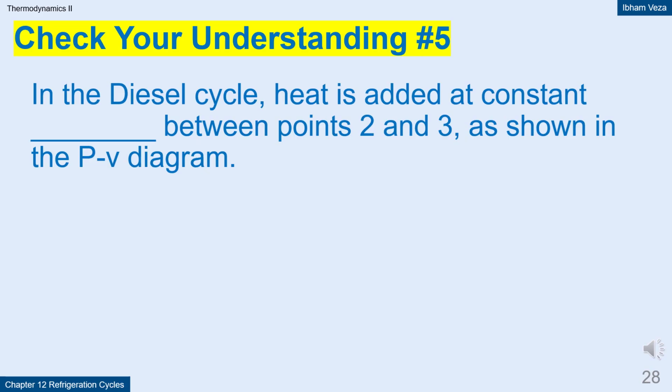Check your understanding, number 5. This question emphasizes that in the diesel cycle, heat is added at constant pressure. This concept is the main feature that distinguishes the diesel cycle from the Otto cycle.